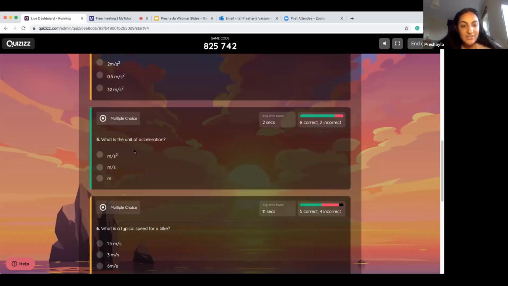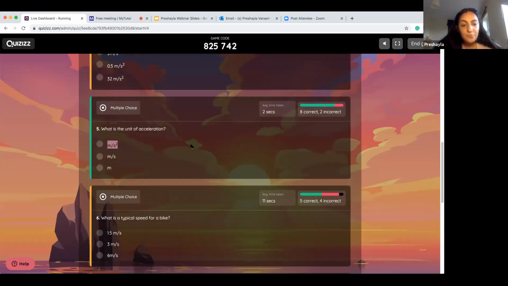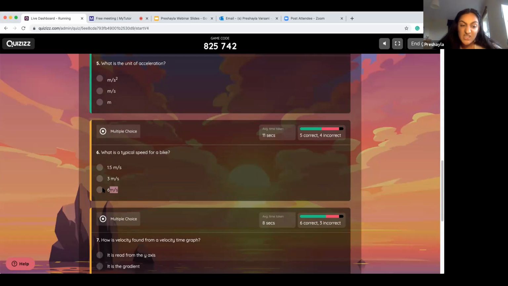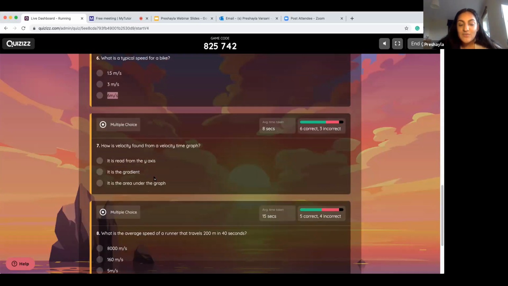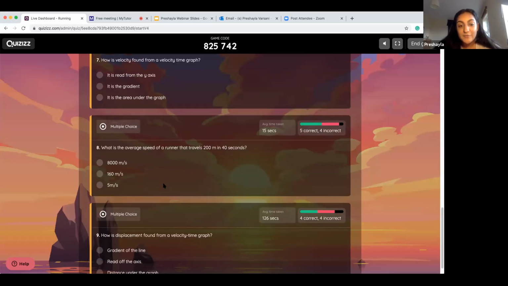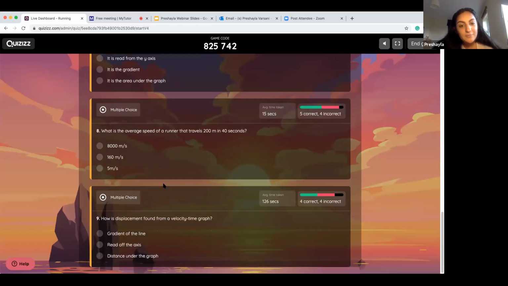What is the unit of acceleration? Meters per second squared. What is a typical speed for a bike? 6 meters per second. How is velocity found from a velocity time graph? It's read from the y-axis. What is the average speed of a runner that travels 200 meters in 40 seconds? Well, that's just distance over time. So 200 divided by 40, which is 5.